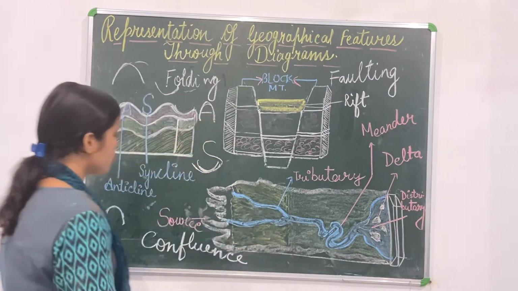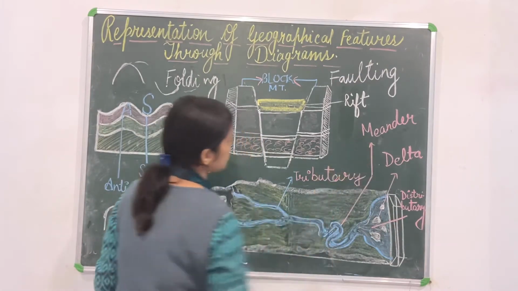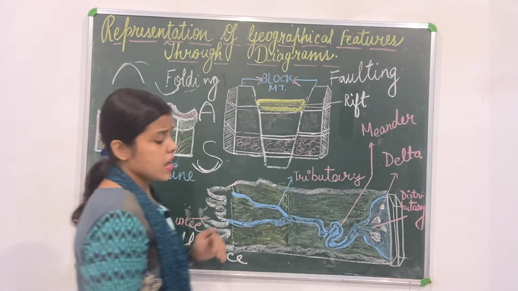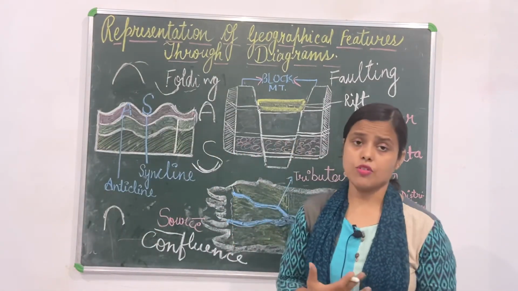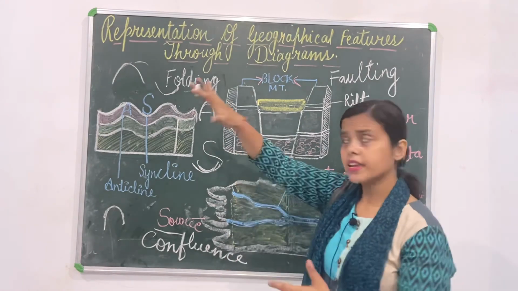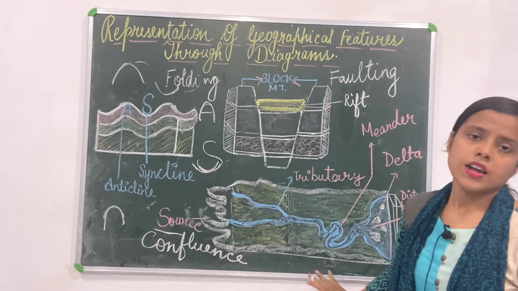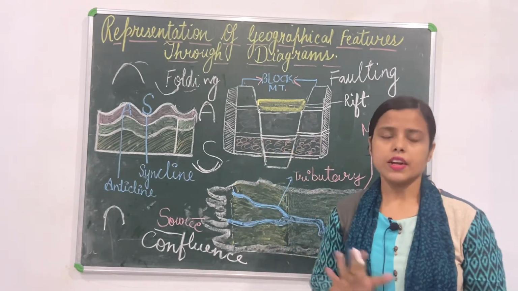So, the points: source, tributary, distributary, delta, meander, block mountain, rift valley, syncline and anticline. These are the features of geography and we have represented them through three different diagrams using different terms in each and every diagram.